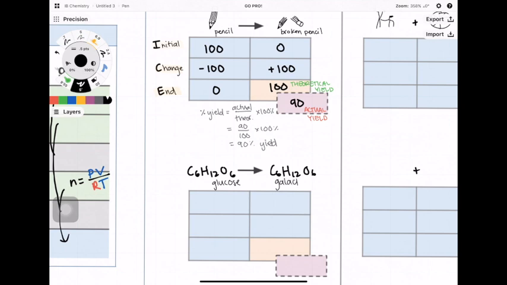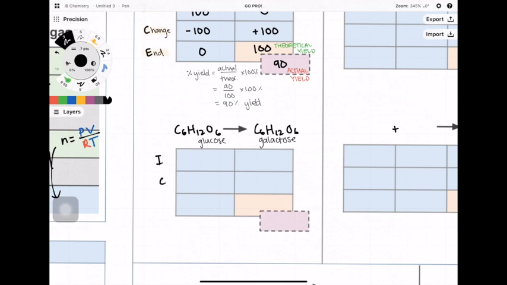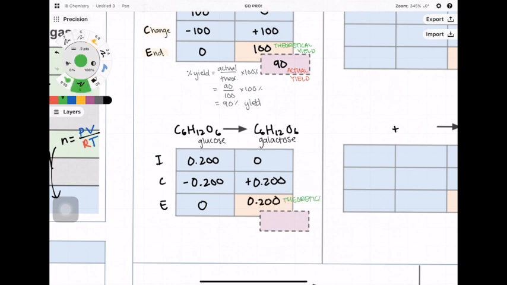Here I have another example, but this time using chemicals. So here we're turning glucose into an isomer of glucose known as galactose. Here I'm starting out with 0.200 moles, and I'm going to use all of those up, so I'm going to change by minus 0.2, and then my galactose is going to increase by 0.2, and I'm going to end up with 0.2 moles of galactose, again as my theoretical yield.